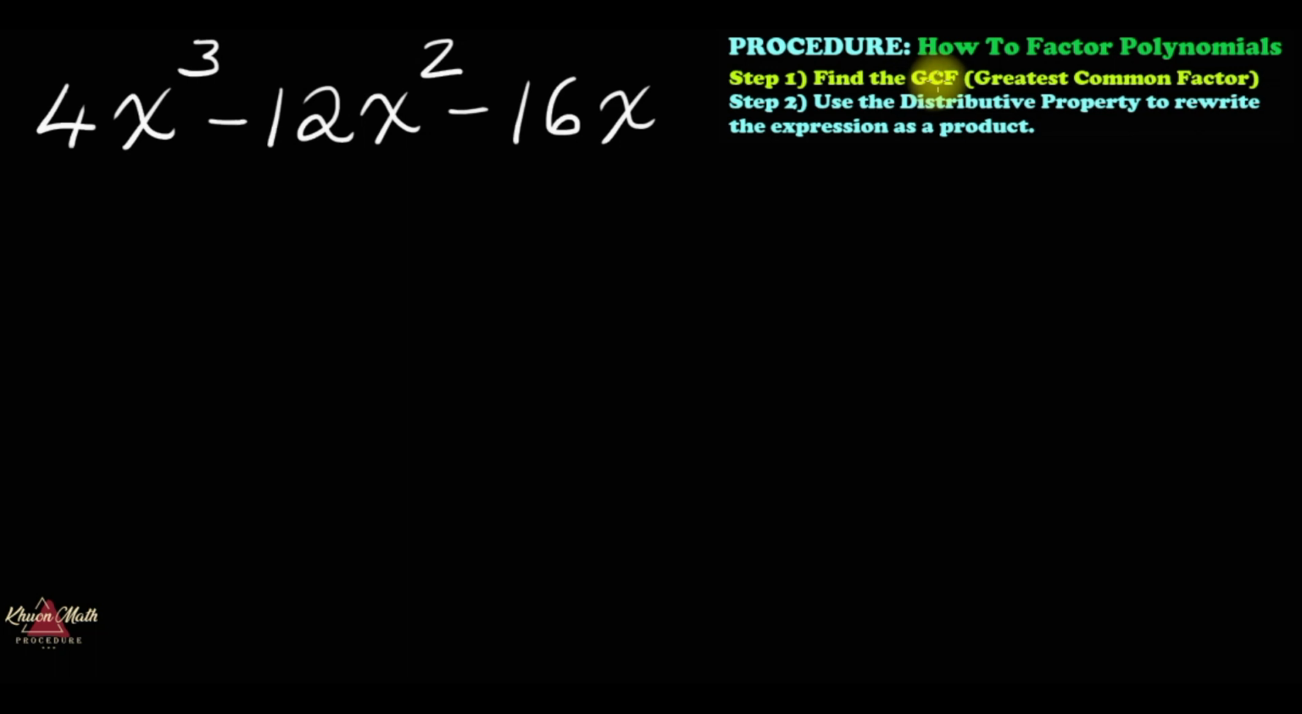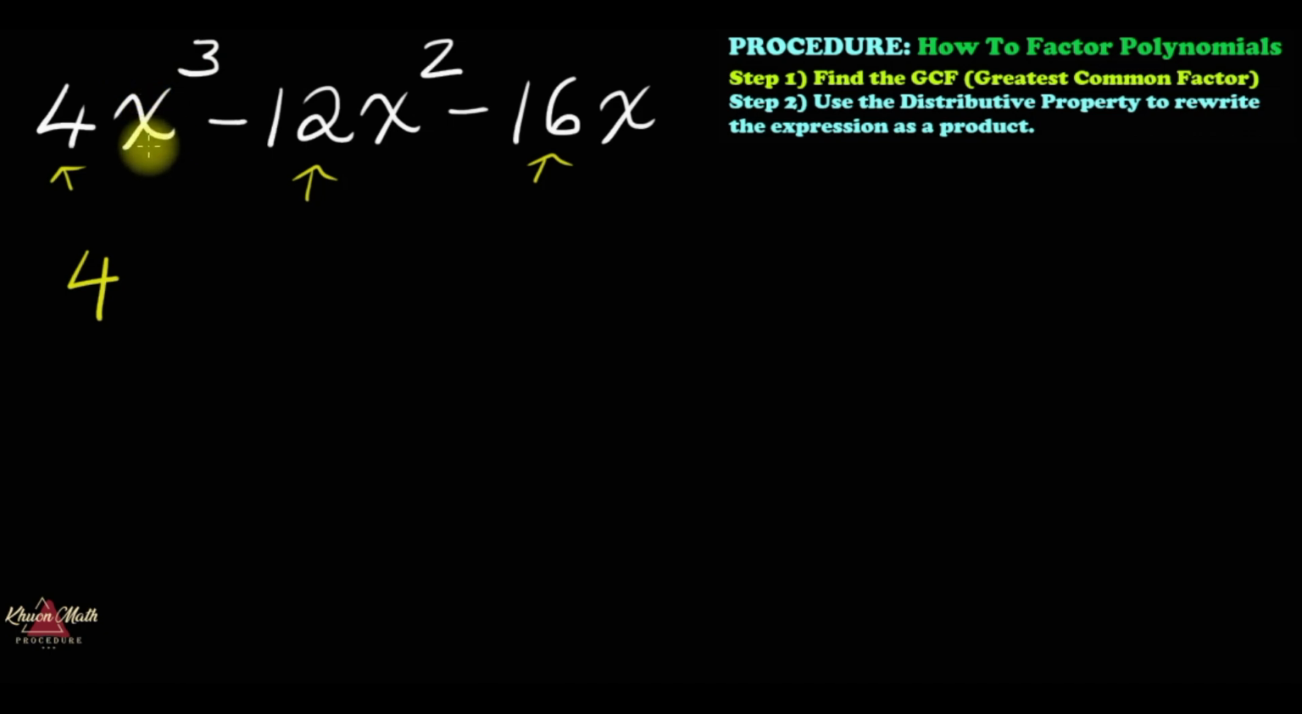Find the GCF, which is the greatest common factor, for 4x cubed, take away 12x squared, minus 16x. So can you think of the biggest number or the biggest term that can go into these 3 terms? So let's look at the numbers. You got 4, 12, and then 16. Well, 4 can go into 4. 4 can also go into 12. 4 can also go into 16. So 4 would be your greatest common factor for the 3 coefficients.